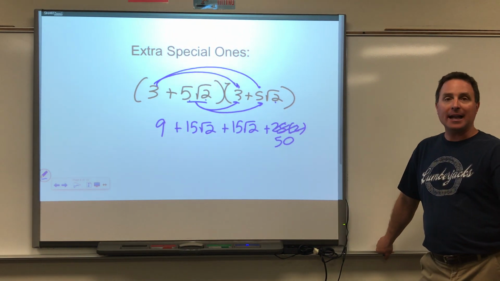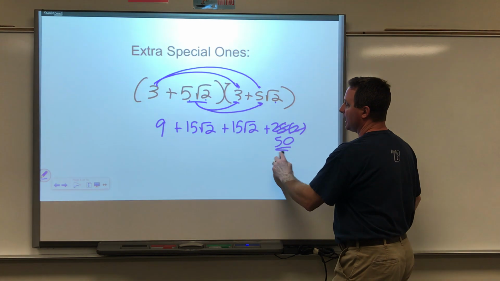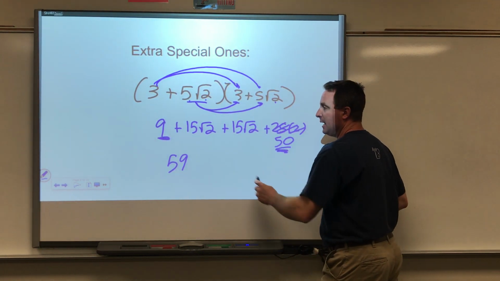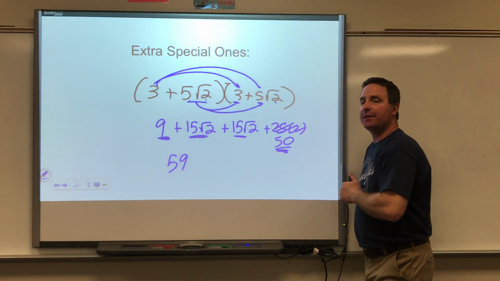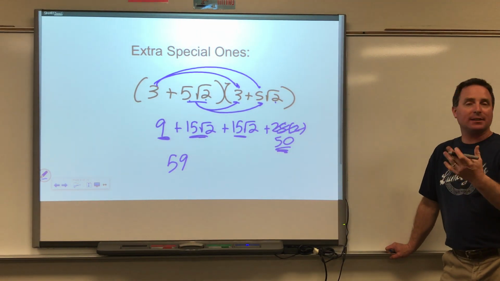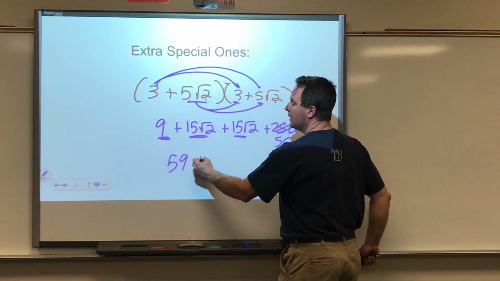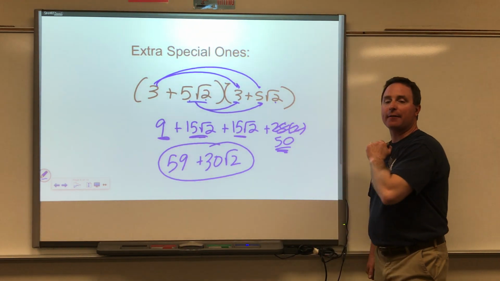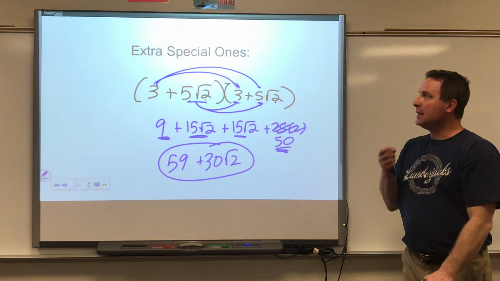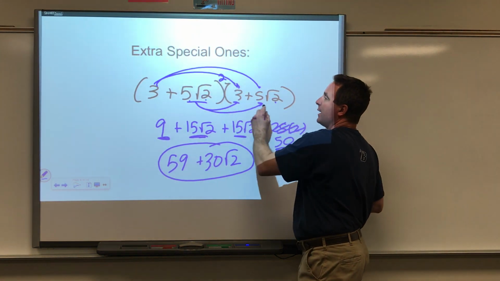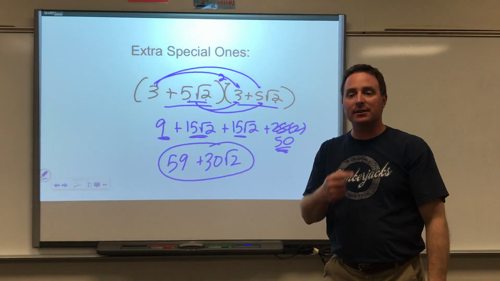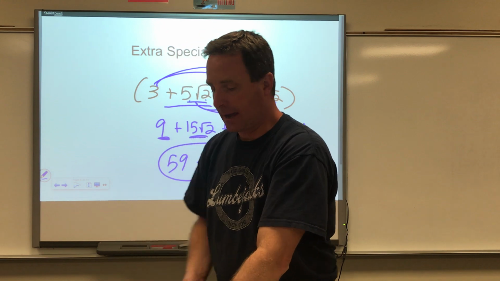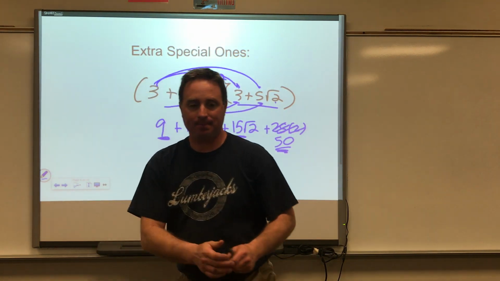Okay? And now just like on the last problem, I think we have some like terms we can combine. 50 plus 9 is 59. And then these two guys in the middle, 15 square roots of 2 plus another 15 square roots of 2 is 30 square roots of 2. And there we have it. Okay? So again, if it starts out as a quantity squared, write it twice and FOIL. Okay? Let's practice one more of these. Okay? And then we're going to call it a day.